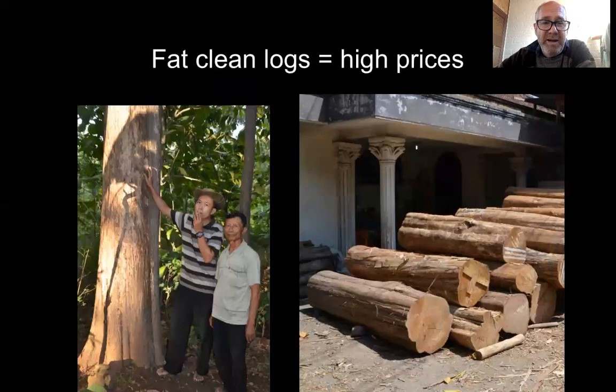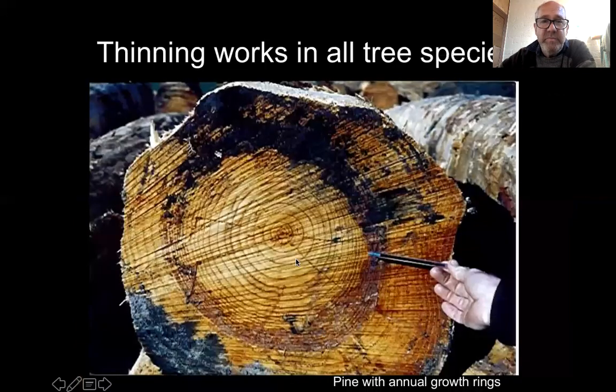Because as we saw in the market discussion, whether it's teak in Indonesia or eucalypt trees in Australia or anything, larger diameter, more heartwood, is high value. And these large clean logs, this is a farmer in Java, and these are his teak trees that he had growing around his food crops when he was a younger farmer. Now he's basically a teak grower, and he's got many more young teak trees that he's managing. So thinning works in all species.